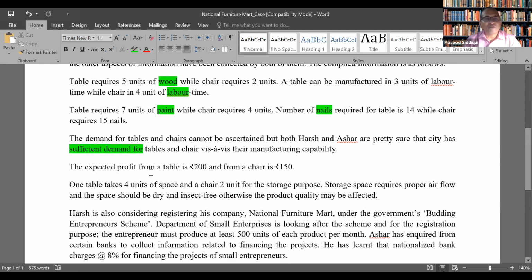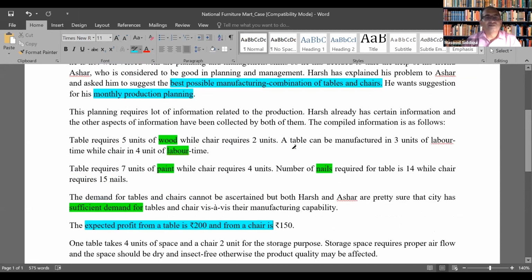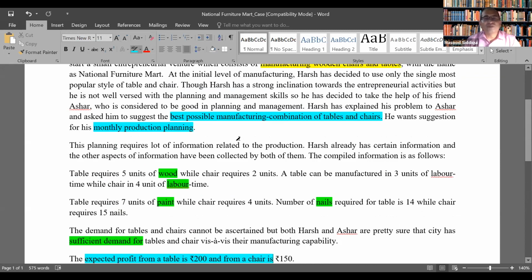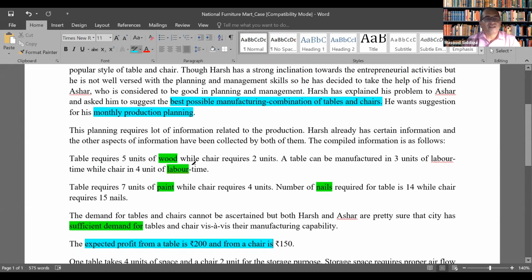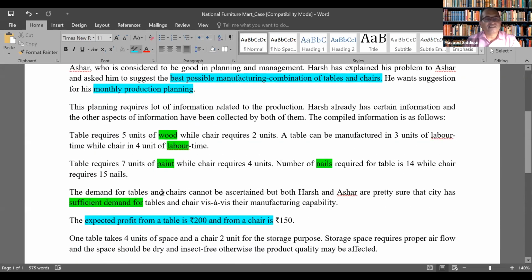The estimated profit from a table is 20, and from a chair is 150. Right? So we will mark it in some different colors. So this is the expected profit from table and chair. Right? So this is much related to the best possible combination that is to be employed. So this is the expected profit.